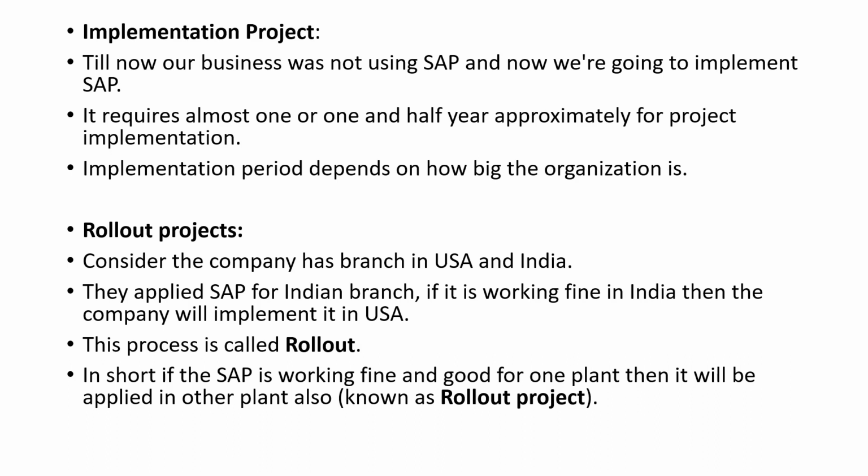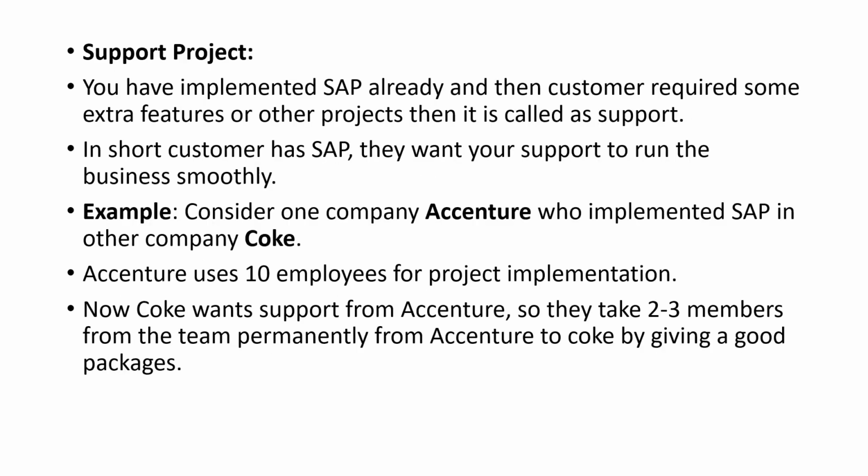Your company is working fine and good with one plant, so it will be applied to other plants also. So it is called a rollout project. Implementation is implementing; rollout is, once you have implemented, you are implementing in the second plant, that is called rollout. Now the next comes, that is nothing but your support project.